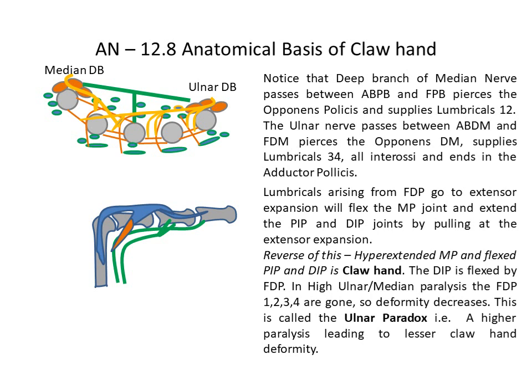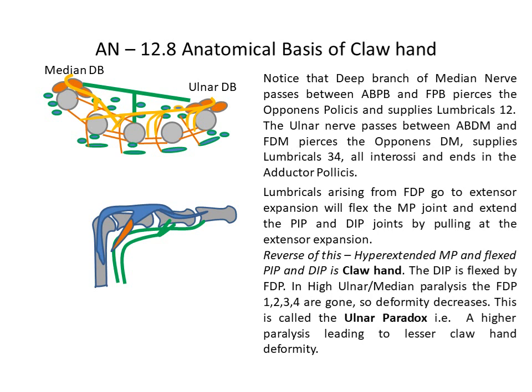So, lumbricals, which arise from the flexor digitorum profundus, go to the extensor expansion and flex the MP joint and extend the PIP and DIP joints by pulling at the extensor expansion. So when they become paralyzed, then the MP joint will be hyperextended and the PIP and DIP will be flexed. Now this is claw hand.